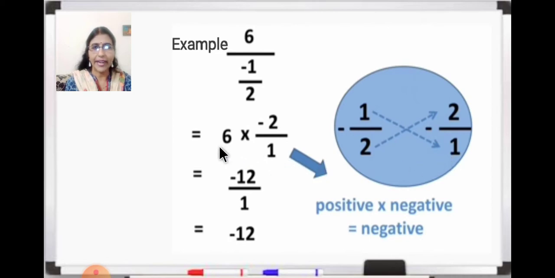And then we can write in this way, 6 multiplied. Instead of division we'll write multiplication. 6 into minus 2 upon 1. And then you know positive into negative is negative. So here first we'll multiply the numbers. 6 2s are 12. And then positive into negative is negative. So here the minus sign, you will give minus 12 upon 1. And minus 12 upon 1 is minus 12.